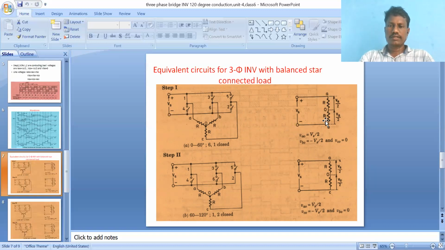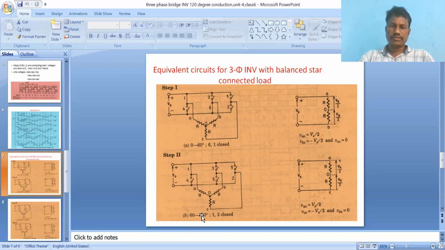By applying the voltage divider rule, we calculate the phase voltages VA0 and VB0. VA0 is equal to plus Vs by 2, VB0 is equal to minus Vs by 2, and VC0 is equal to 0, because phase C terminal is not connected to the load. So VC0 is equal to 0. Clear?